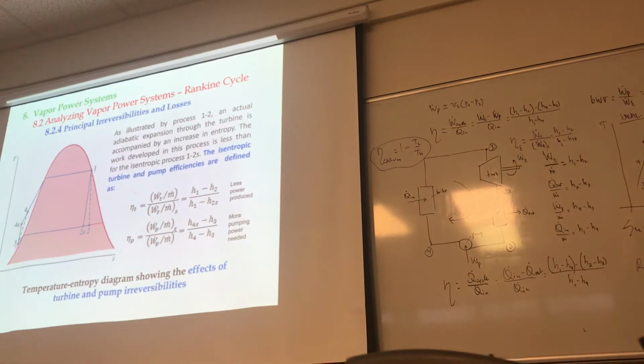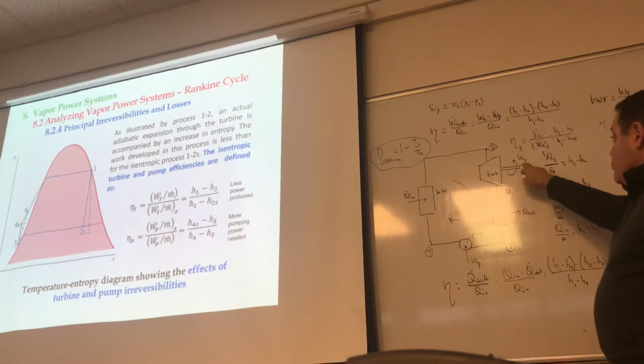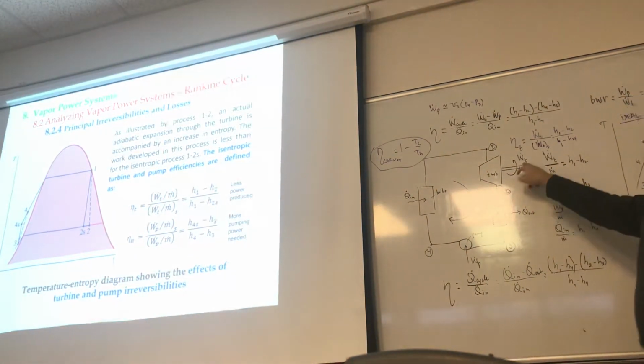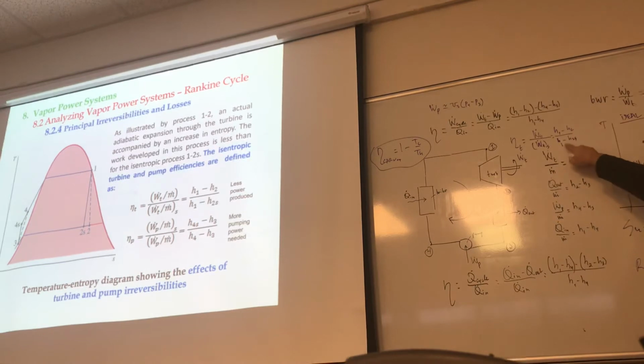Okay. So WT over m, when it's isentropic, you're going to have H1 minus H2S. In other words, you're going to have more work, right? When it's isentropic, you're going to have more of this when you don't have any losses. So it has to be in the denominator, H1 minus H2S.